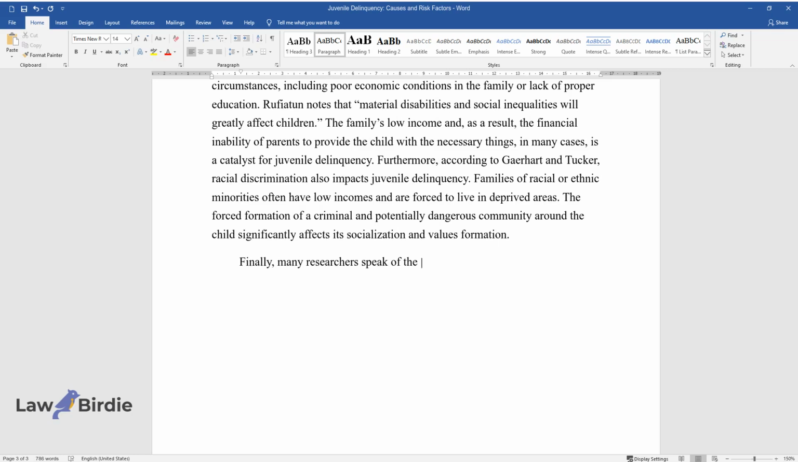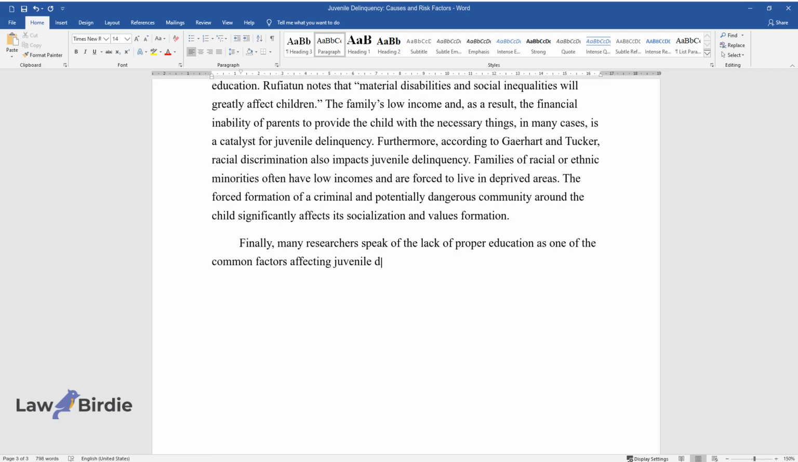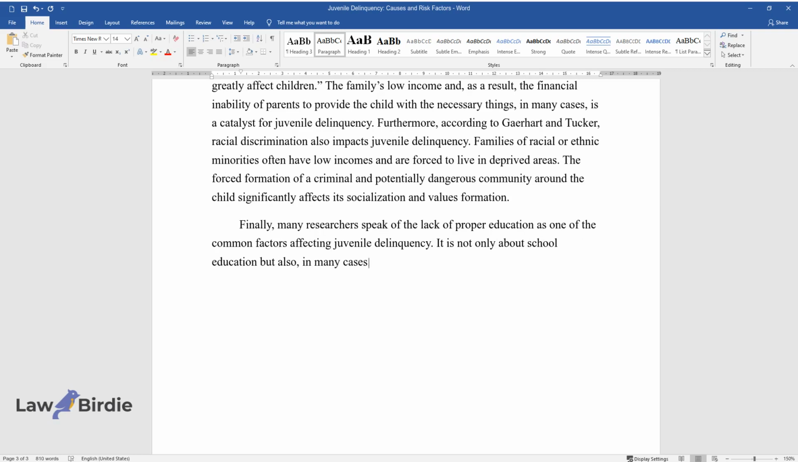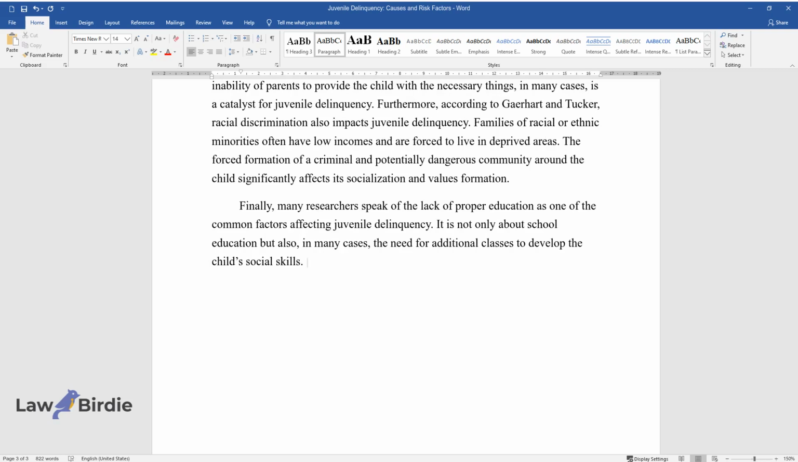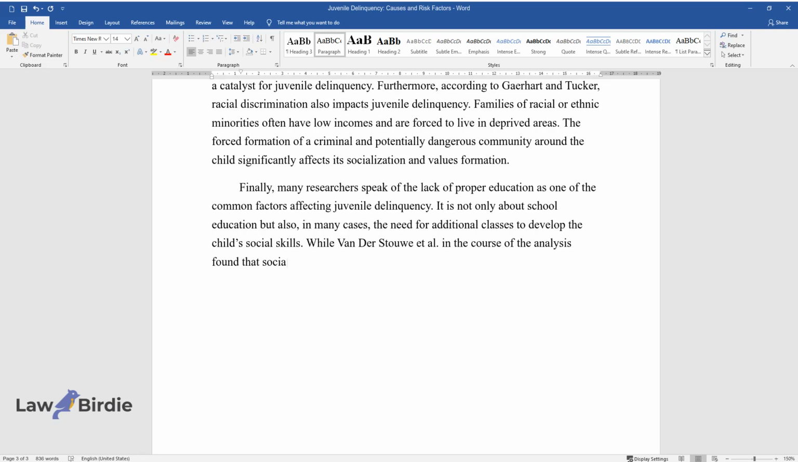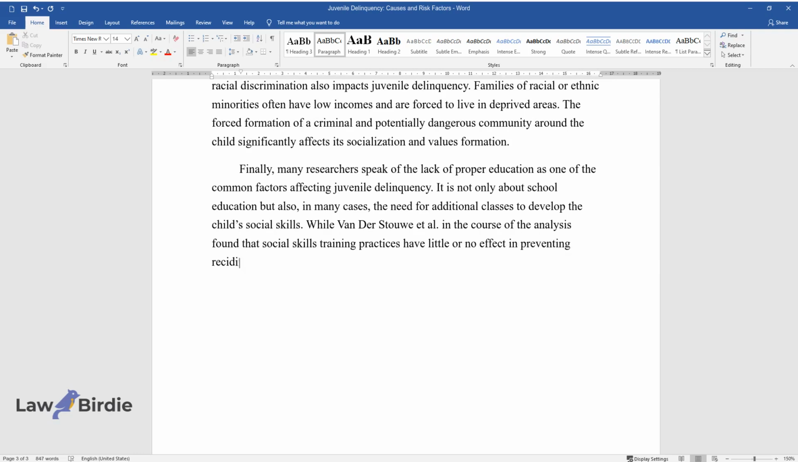Finally, many researchers speak of the lack of proper education as one of the common factors affecting juvenile delinquency. It is not only about school education but also, in many cases, the need for additional classes to develop the child's social skills. While van der Stouw et al. found in the course of their analysis that social skills training practices have little or no effect in preventing recidivism or correcting behavior in the subjects.